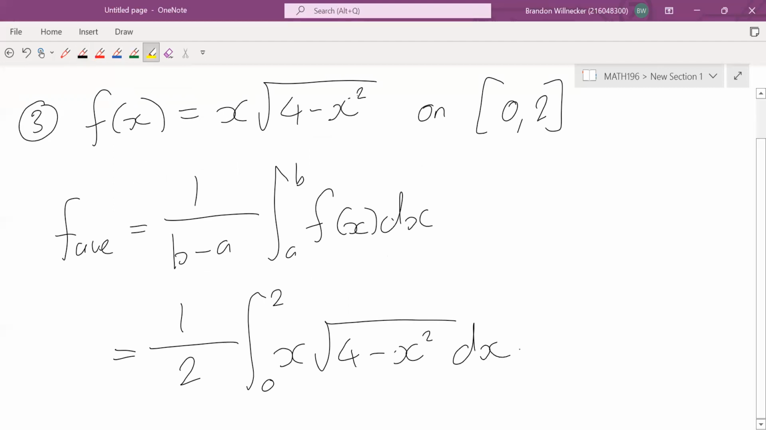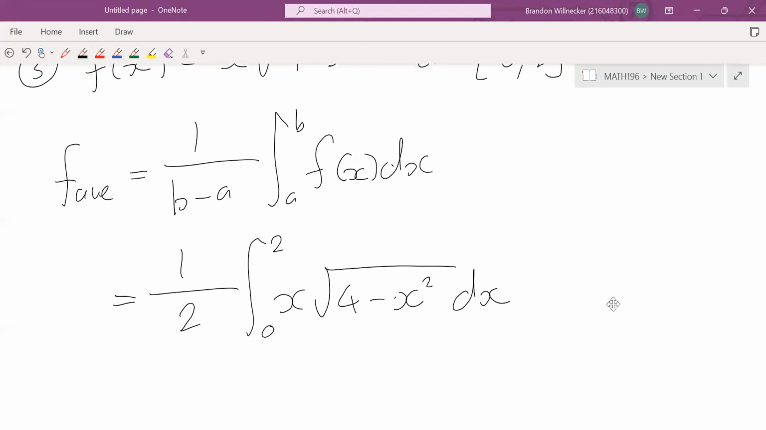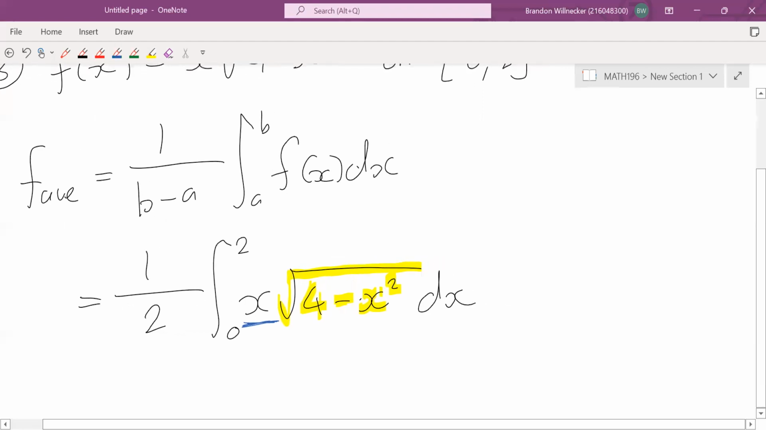Okay, so now we see in this example that we have to do a u substitution, okay, because we've got this outer function being a square root and this inner function being 4 minus x squared. Okay, and we know that if we take the derivative of this inside part, we get minus 2x. Okay, with a bit of manipulation, we can get that to be x. Okay, so that's why we need to use a u substitution. So how do we do that?